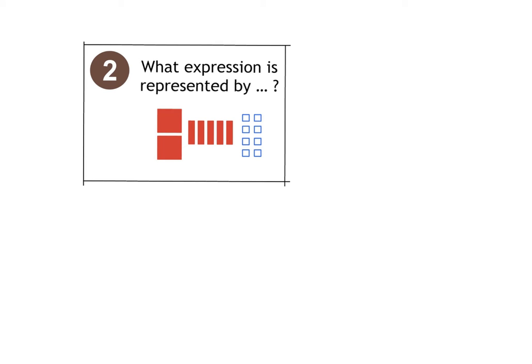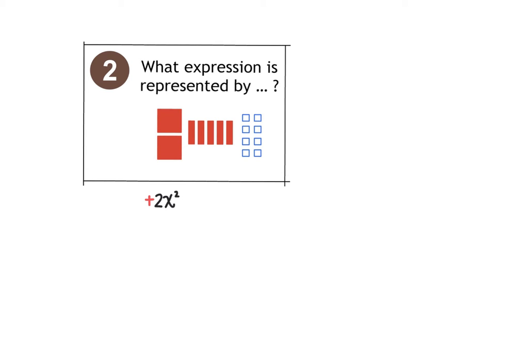This expression contains two big red tiles, which will be x squared tiles. So we'll have positive 2x squared. It's positive because they're red. There are two of them, so we have a 2. And they're big squares, so they will be x squareds.